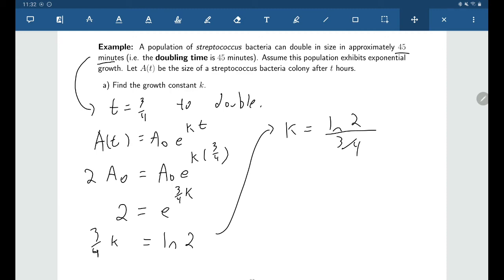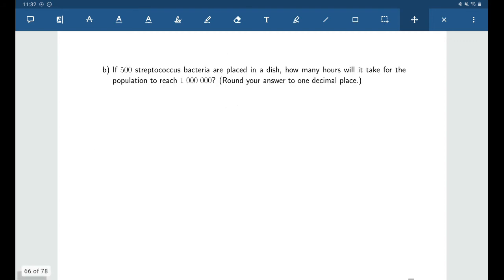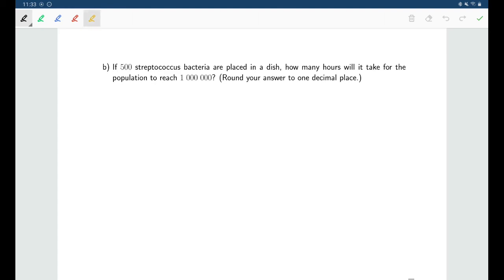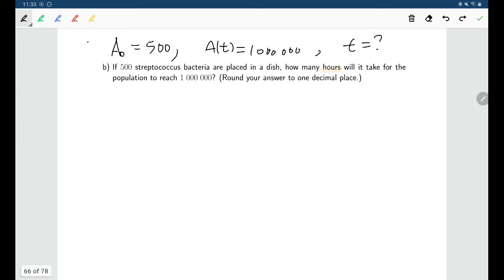Okay, so let's continue on with answering our question for part 2 here, which is, now suppose you had an initial amount of 500 Streptococcus bacteria, so 500 bacteria placed in our dish, so we know that A0 is going to be now 500. We want to know how many hours will it take for the population to reach 1 million, so we want A of t to be 1 million, and so t is what? And we're looking for this solved in terms of hours, and t is measured in terms of hours, so once we've solved for t, then we're pretty much finished. We will be taking our answer and rounding it off to 1 decimal place at the very end.